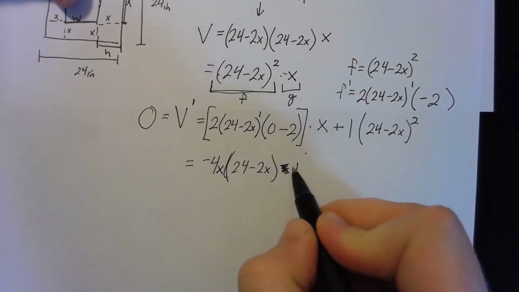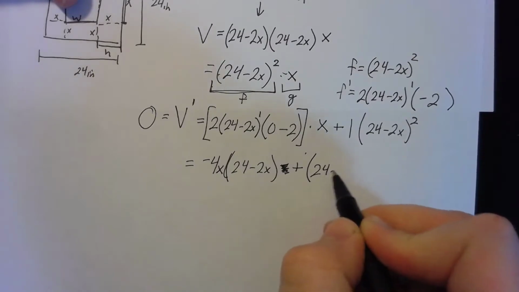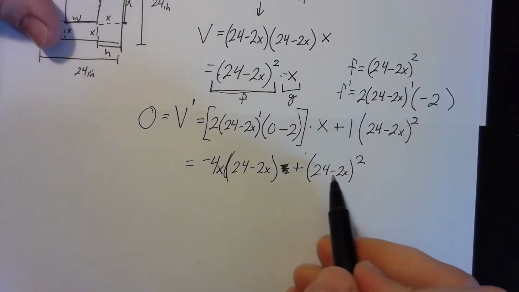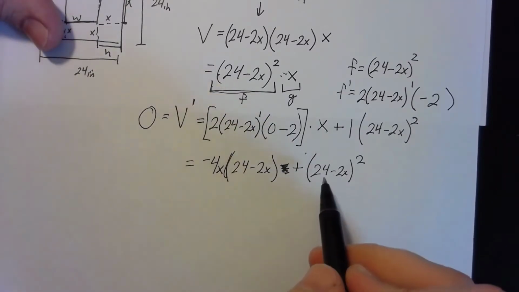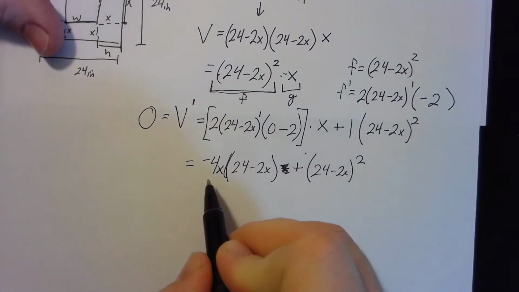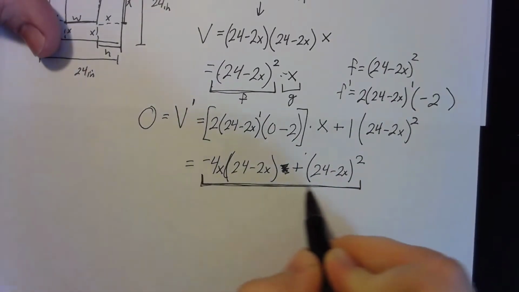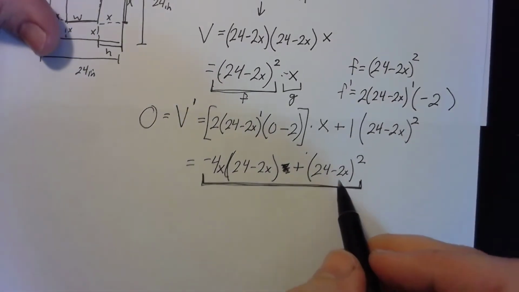Plus (24 − 2x) quantity squared. At this point, you're thinking, well, I don't want to FOIL this out. I didn't want to FOIL it out back here, and I still don't want to do that here. So I'm going to do some algebra that might be uncommon, but it works a number of times when we have to do a product rule with something that looks like this.